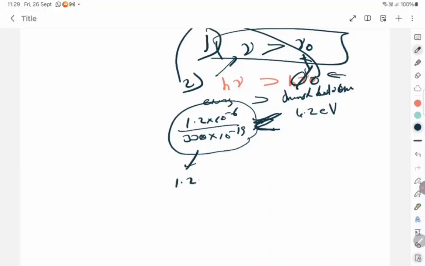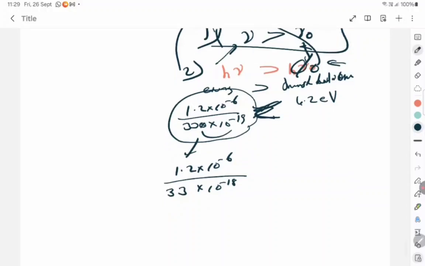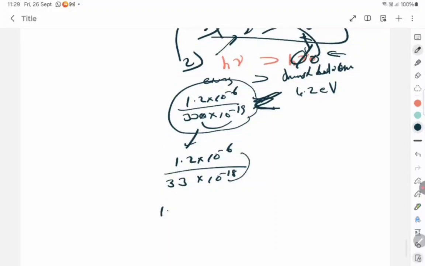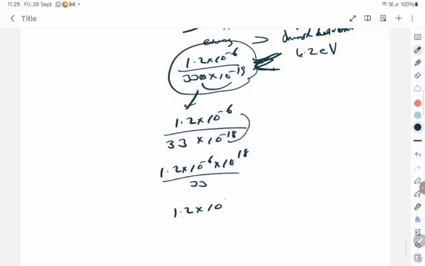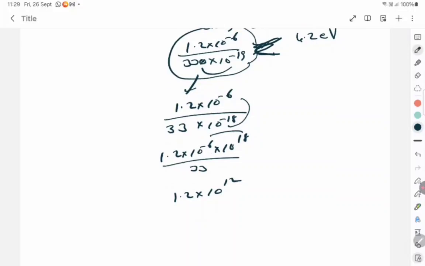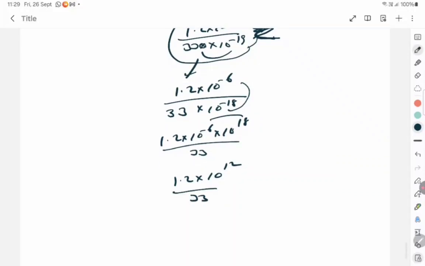Let's see. So 1.2 into 10 to the power minus 6 by, let's write this 33, which means you're taking the 10 here, so it makes this 10 to the power minus 18. And now let's do one thing, let's take this up. So it's 1.2 into 10 to the power minus 6 into 10 to the power 18 by 33, which makes it 1.2 into 10 to the power 12 by 33. And to make it easier, I'll take 10 to the power 2 inside. So it will be 120 into 10 to the power 10 by 33.